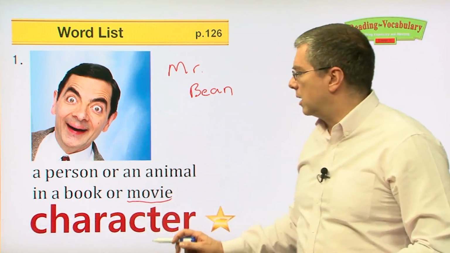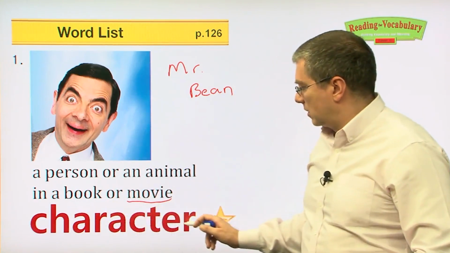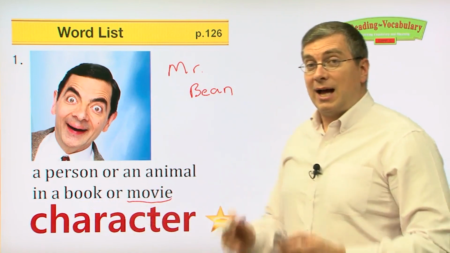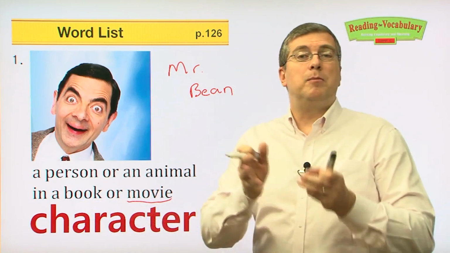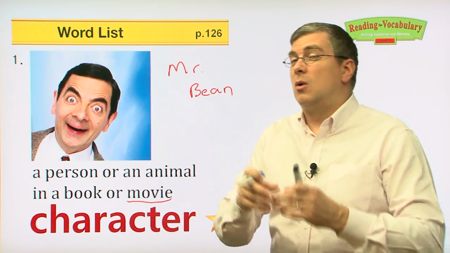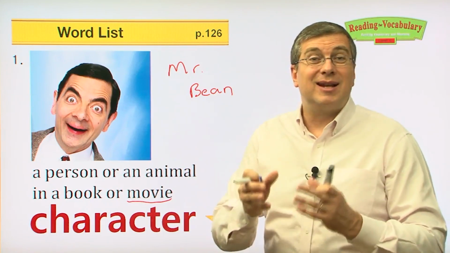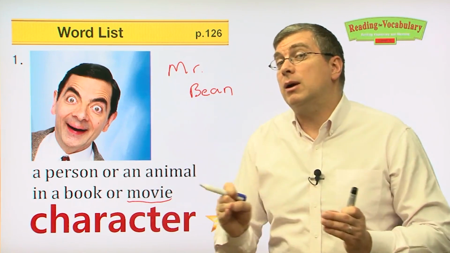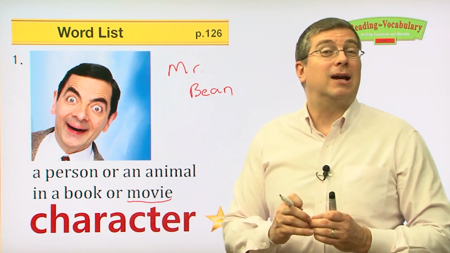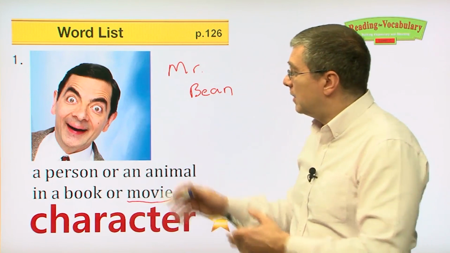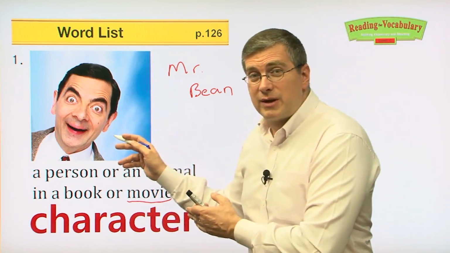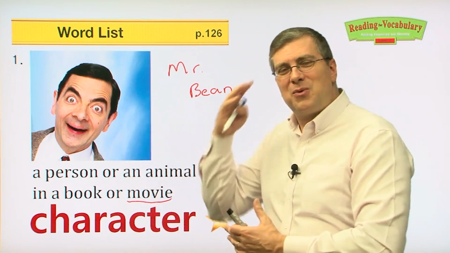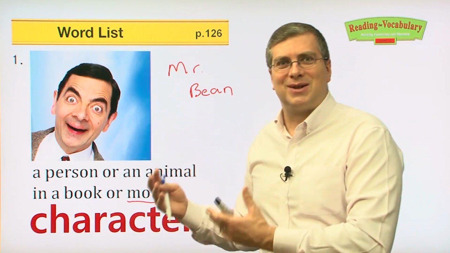That's a vocabulary word. Character. A character, of course, is any person or animal or really any thing that has a part in a book or a movie. There are many characters in books. There are many characters in movies. Of course, some characters are more unique or special, or we remember them more easily.